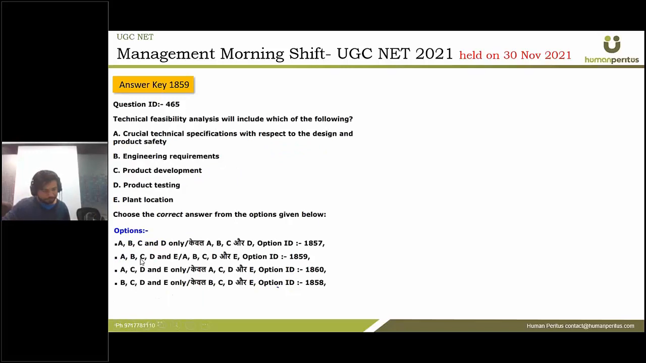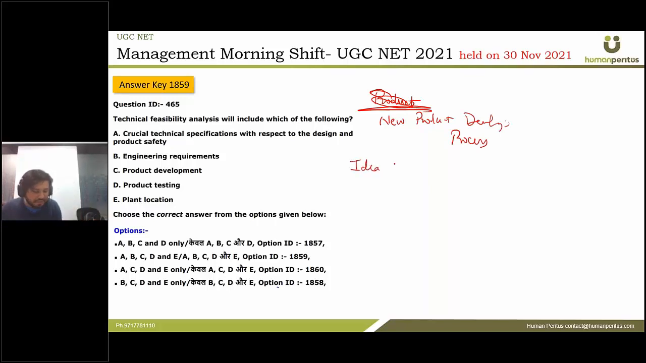Next question. Technical feasibility analysis will include which of the following? Okay, so basically this question is about product testing, or even I should say the new product development process. So it has many stages. It starts with idea generation, then it moves forward, and finally after passing various processes it will reach commercialization, right?